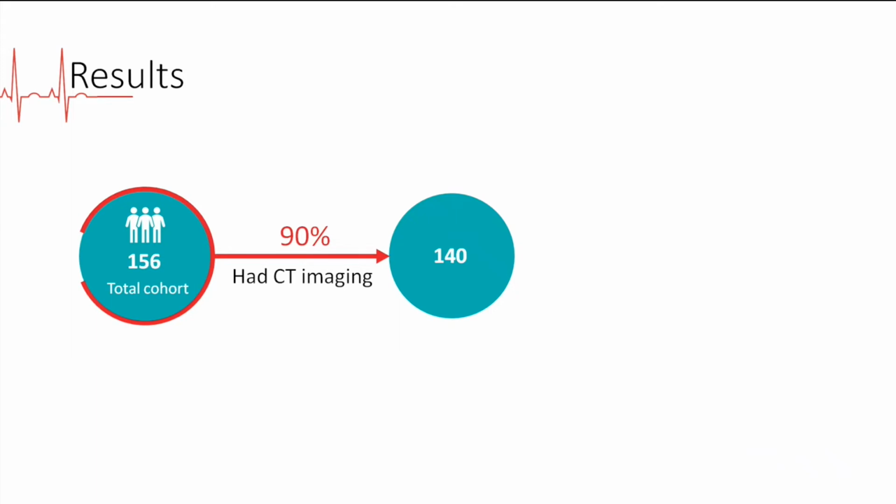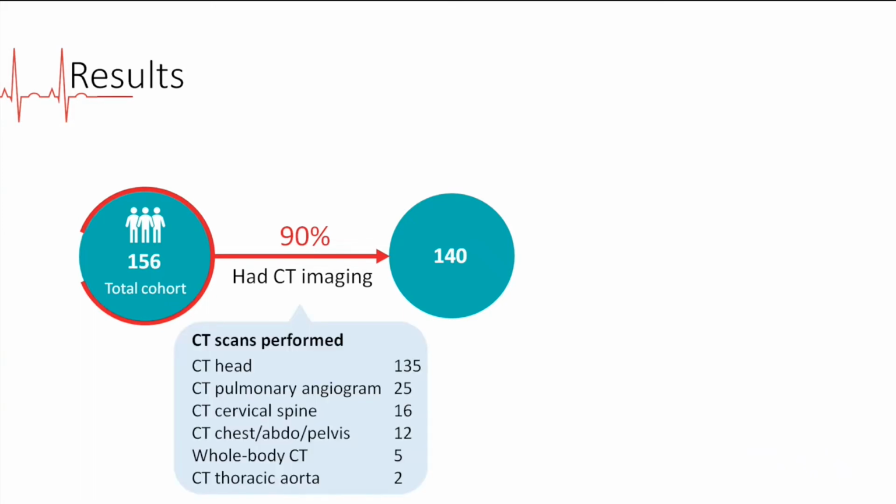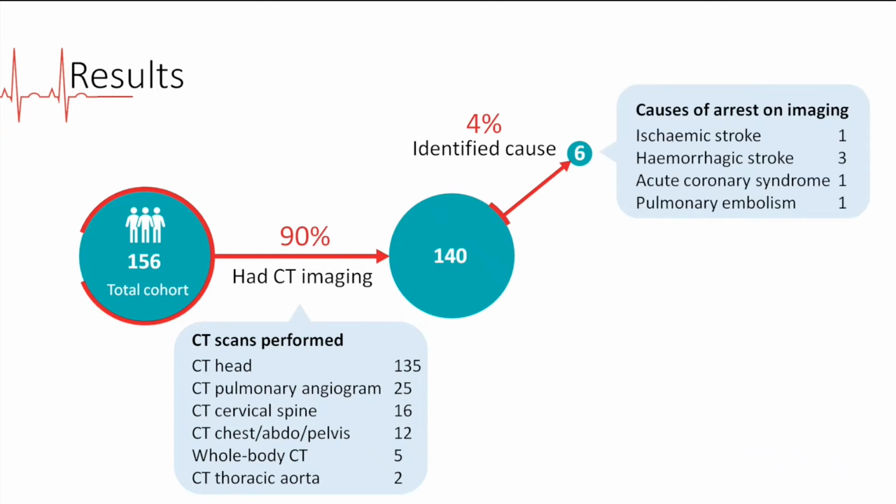So of those 156 patients, 90% got CT imaging ordered in the department. There were about 195 scans done in total over the 4 years, the most common by far being CT head, followed by CTPA, and then I won't read them all out, but whole body CT only 5 patients got. And then of the patients that were imaged, 4% of them had their arrest cause identified by scan.